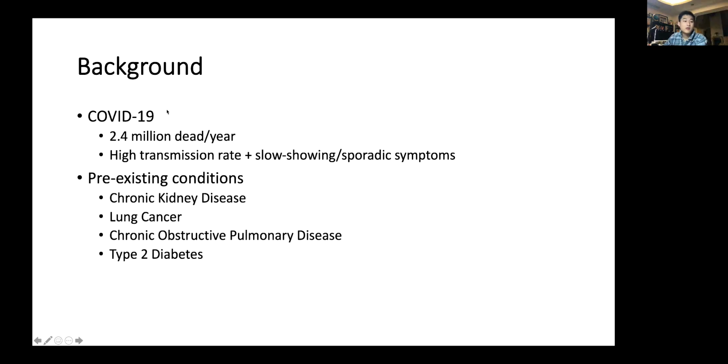As you probably know, COVID-19 is a pandemic that has raged all around the globe. It has left nearly 2.4 million dead, and this high lethal rate is probably due to COVID-19's high transmission rate, as well as the slow showing and sporadic symptoms. And so over the past year, doctors and physicians have noticed an interesting trend, and that is how pre-existing conditions, such as chronic kidney disease, can lead to a more severe case of COVID.